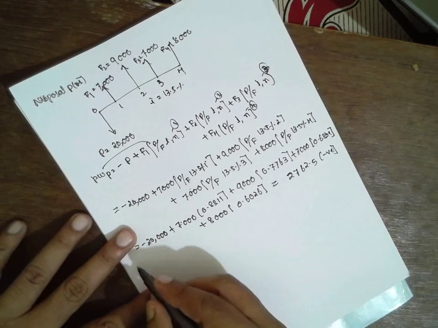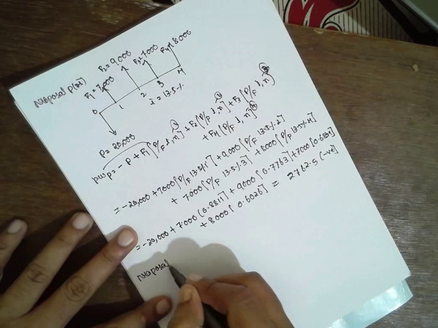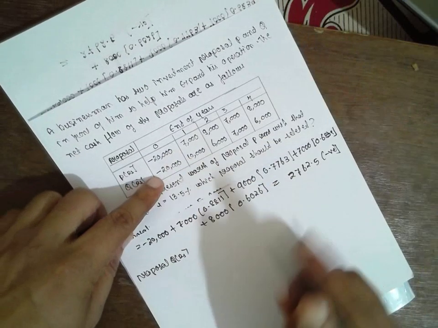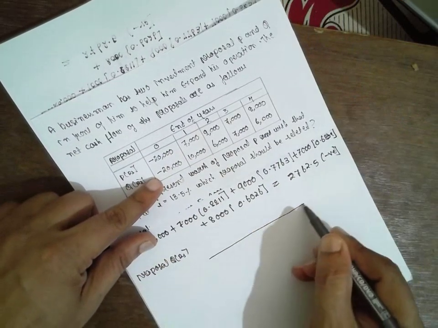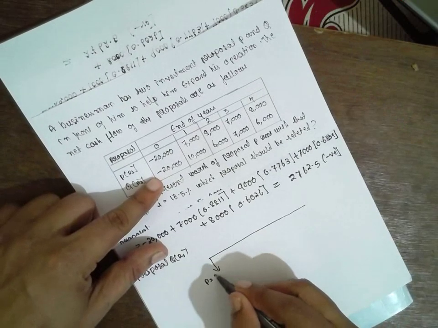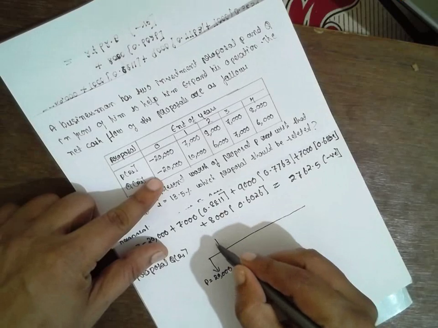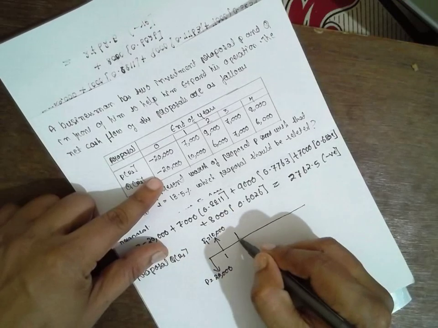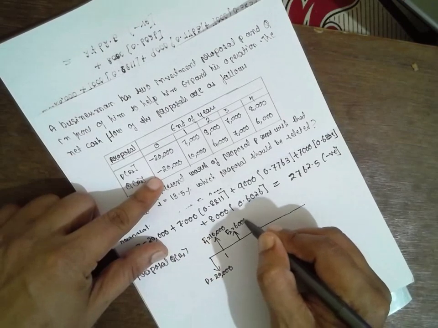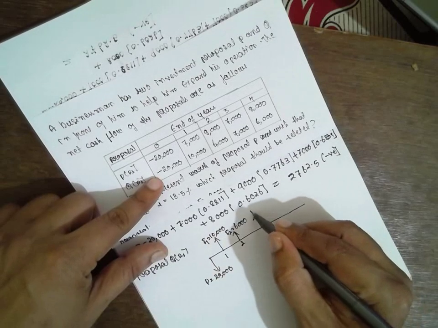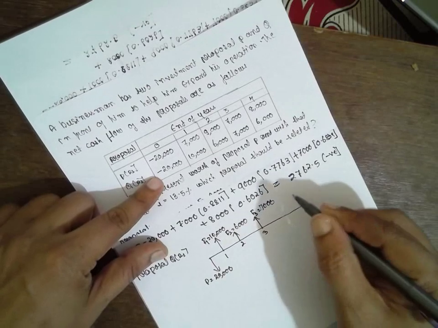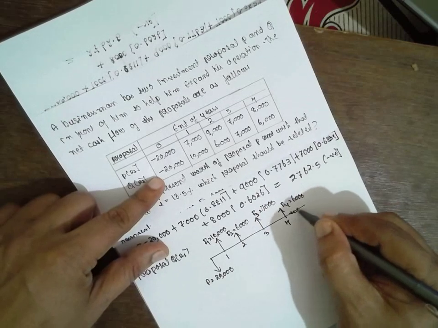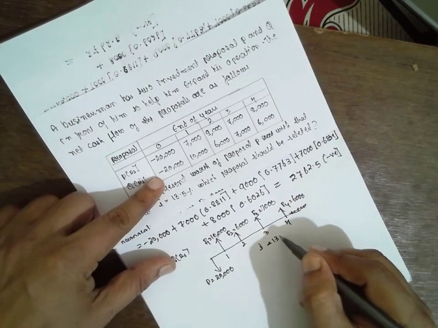Write the minus outside. We are going for the proposal Q. The proposal Q, the CFD diagram for this one. Write the CFD diagram. P is nothing but 20,000 here. F1 is nothing but 10,000. F2 is nothing but 6,000. F3 is nothing but 7,000. F4 is nothing but 6,000. I is nothing but 13.5%.